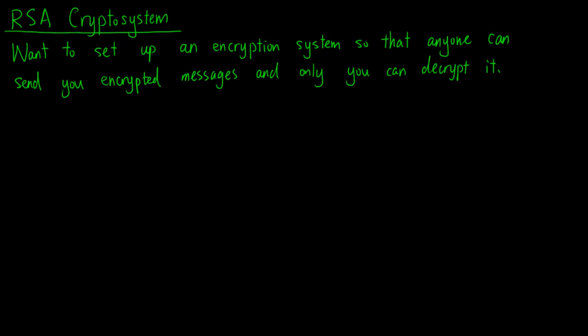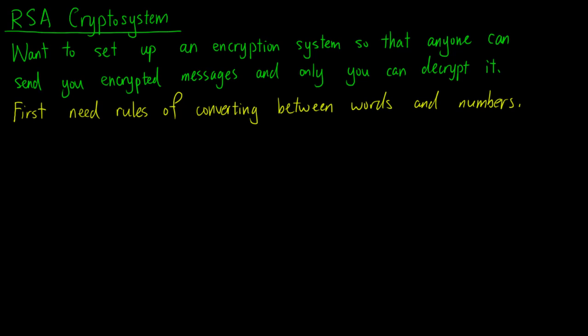An important application of modular arithmetic is the so-called RSA cryptosystem. Here, we want to set up an encryption system so that anyone can send you encrypted messages and only you can decrypt it. First, we need a set of rules of converting between words and numbers.